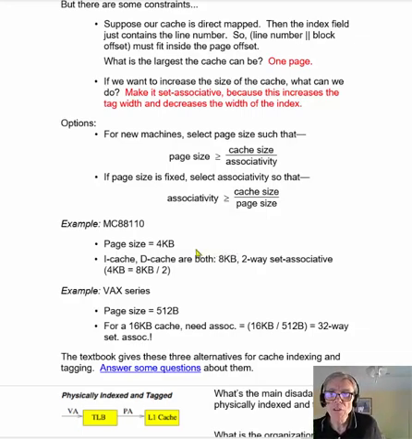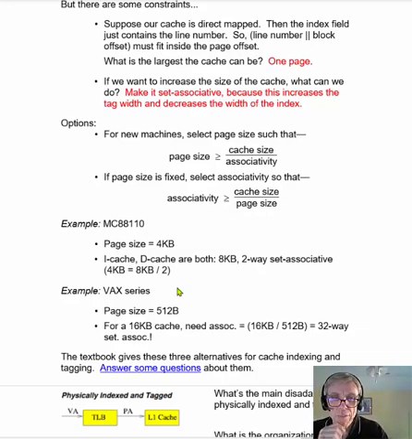If we look back at 2 example architectures that I had lying around, both of which, by the way, are more than 30 years old, in the Motorola MC88110, the page size was 4 kilobytes, and the I cache and D cache, that is, the instruction cache and data cache, are both 8 KB two-way set associative. The fact that they're two-way set associative means there's 4 kilobytes per way. And so if the page size is 4 kilobytes, we can do the cache access in parallel with the address translation.